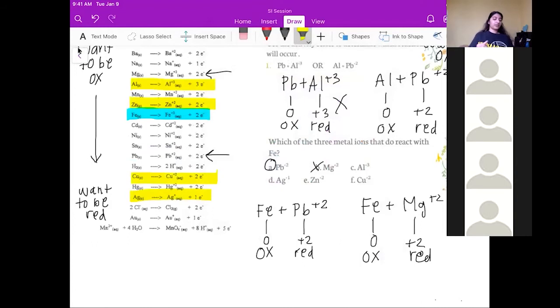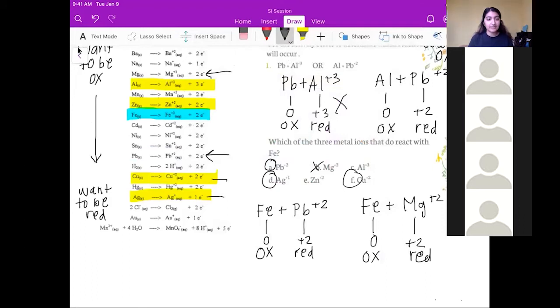So based on where everything is, there are two more ions that would have a reaction occur. Can someone tell me the two other answer options that would have a reaction occur? Ag and Cu? Exactly. It would be Ag and Cu, because we know that Fe is always getting oxidized in this problem. So Fe must be higher, and the only ones it's higher than are Cu and Ag. Okay, good job everyone on this one.